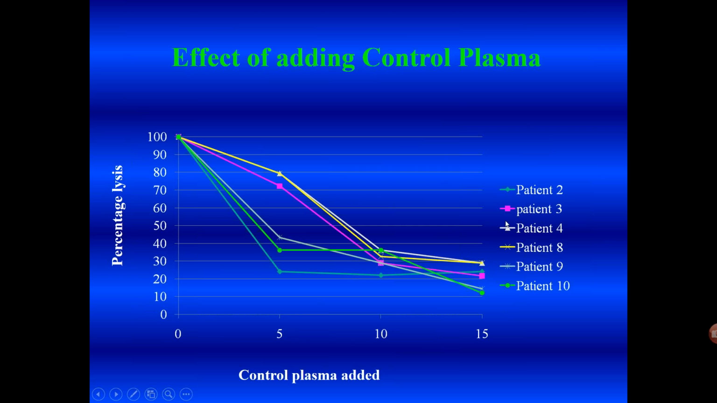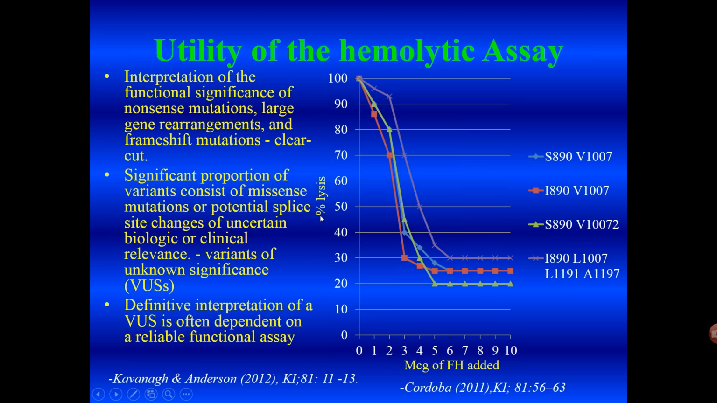The lysis could be inhibited by adding control plasma. So here you have the therapeutic, and that also differed depending on the patients, indicating that there was probably a difference in the amount of control plasma that needed to be added to inhibit this reaction.